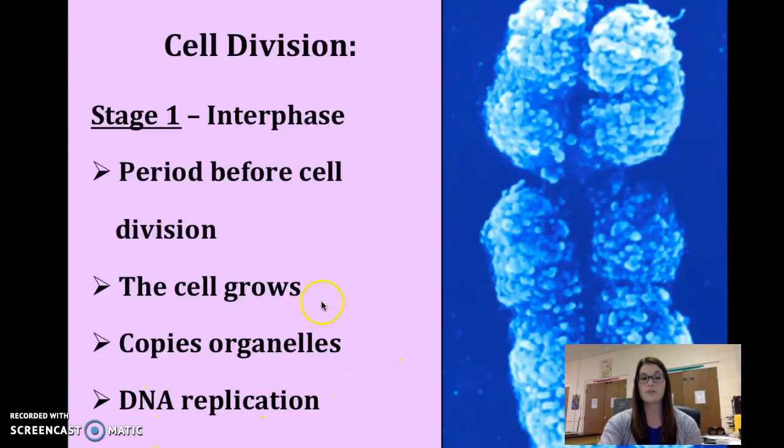During this phase is when cells grow bigger. They are copying the organelles, so all the basic parts of the cells that you're familiar with, like the mitochondria, like the endoplasmic reticulum, like the Golgi bodies. All of those parts of the cells are being copied so that there's a second set of them. So when the cell divides, that new cell has all the same parts. And then, of course, a really important part is the DNA. The genetic material that's in your cells and makes you who you are is replicating, or creating a new copy of itself, so it can share it with the new cell.